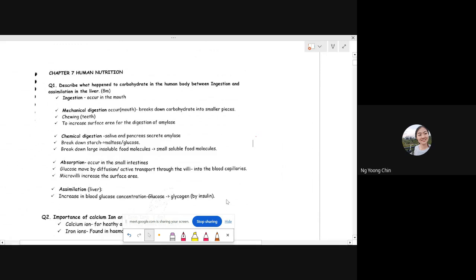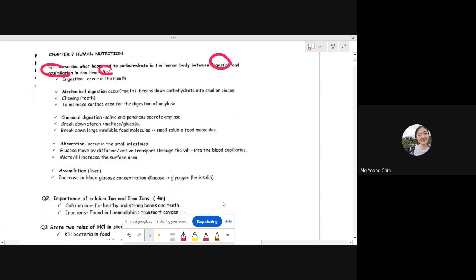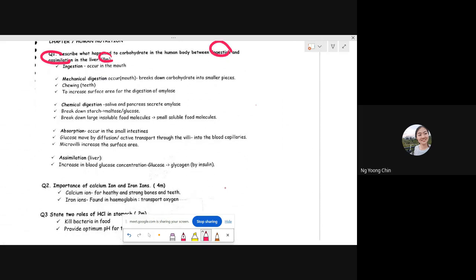Okay, thank you. You can see: describe what happens to the carbohydrates between ingestion and assimilation in the liver. They give you 8 marks, so you should know how to describe. Generally, when you write about absorption happening in the small intestine, you can write about glucose. Glucose will be absorbed into the villi, actually by 2 ways: simple diffusion or active transport. You will learn this later. It means that glucose is taken up by the intestinal villi and enters the blood capillary by simple diffusion or active transport.